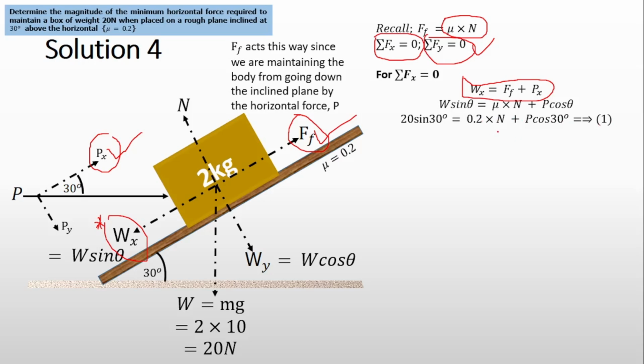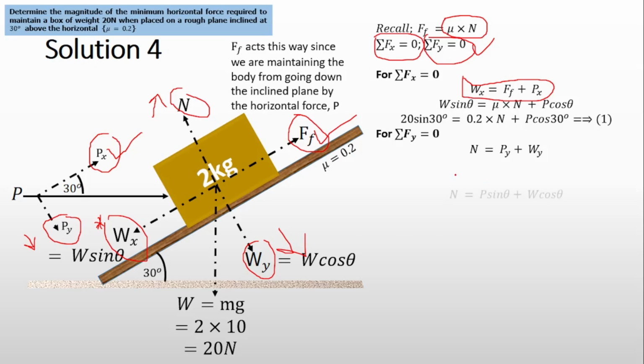Now, after this, let's look at the resultant of all vertical forces acting on the body. The vertical forces are N, W sub y, and P sub y. Of course, N is acting upward, this is acting downward, and this is acting downward. So what does that mean? That means P sub y plus W sub y equals N.